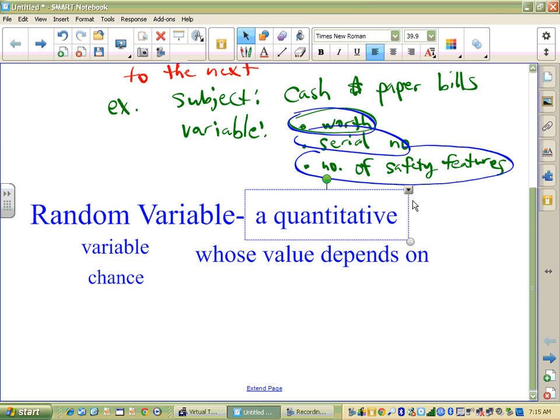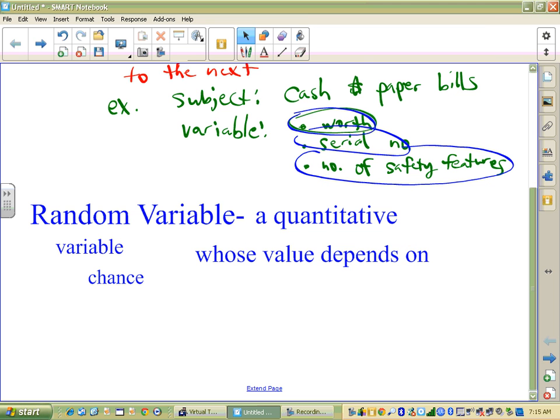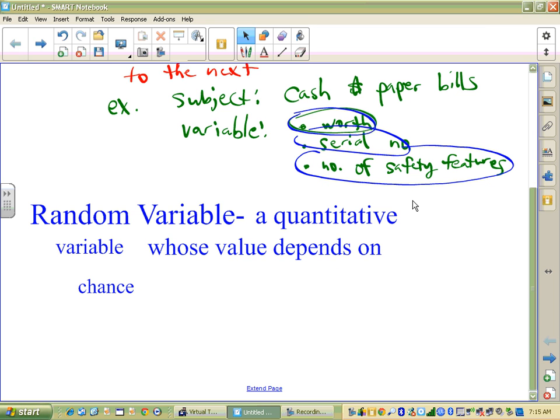So a random variable is a quantitative variable. In other words, it's numeric, and it makes sense to add, subtract, total, average those numbers. So it's a quantitative variable whose value depends on chance.